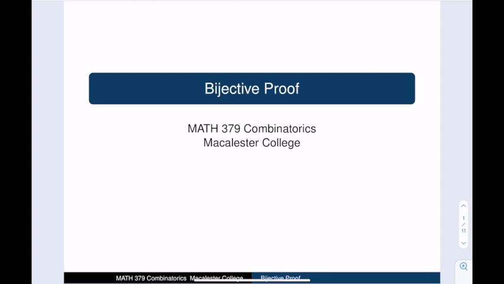Welcome to this video on bijective proof. In a bijective proof, we construct a bijective mapping between two families and then conclude that the families have the same size. There are two phases in a bijective proof. First, you have to come up with the mapping. Sometimes this is easy, and sometimes this is quite hard. In the second phase, you must rigorously prove that your mapping is a bijection.